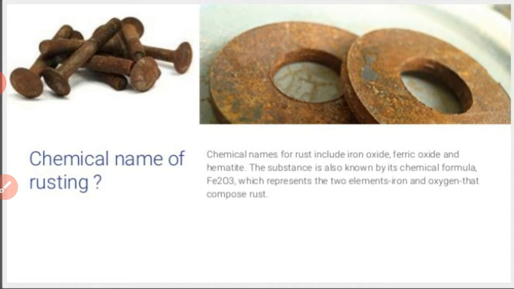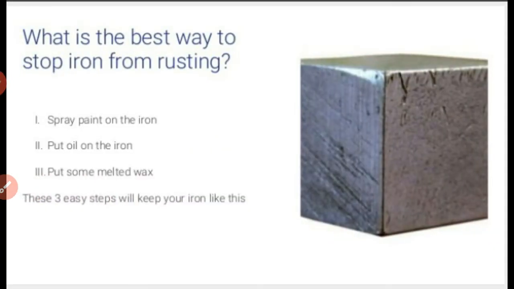The substance also has a chemical formula. That formula is Fe2O3, where Fe is iron and O is oxygen. So the chemical formula Fe2O3 is ferric oxide, or iron oxide. Another name for iron oxide is ferric acid, which represents the two elements present, iron and oxygen.